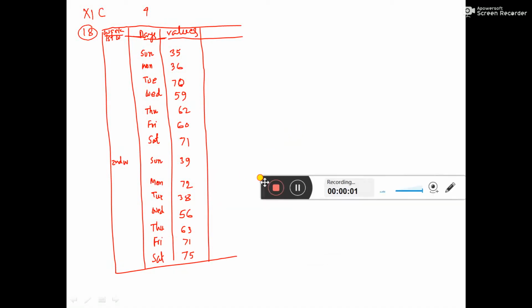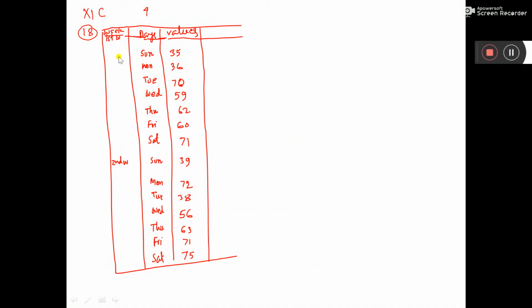This is question number 18. Seeing the question from the book, I have written it this way. This is week, first week, second week. Days: Sunday, Monday, Tuesday, Wednesday, Thursday, Friday, Saturday. Second week: Sunday, Monday, Tuesday, Wednesday, Thursday, Friday, Saturday. And the values I have written column-wise.